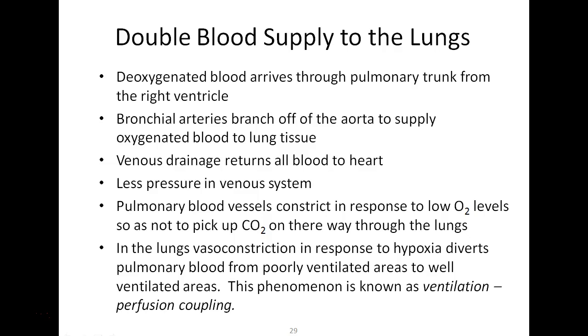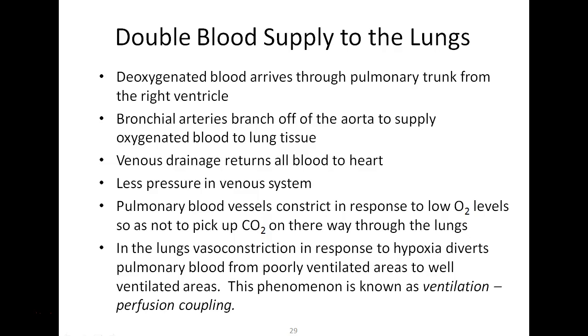So when we say a double blood supply to the lungs, we're talking about the blood that needs to become oxygenated for the systemic circuit, but also the lungs themselves receive blood to help them function as well. In addition, it's noteworthy that these blood vessels can constrict. And in response to low oxygen levels, these pulmonary blood vessels will constrict. That way, we do not pick up carbon dioxide on their way through the lungs.